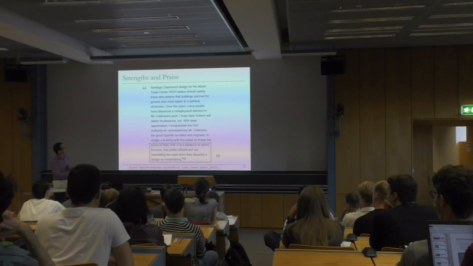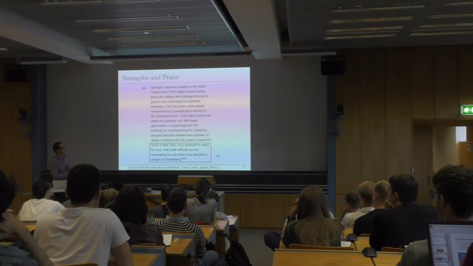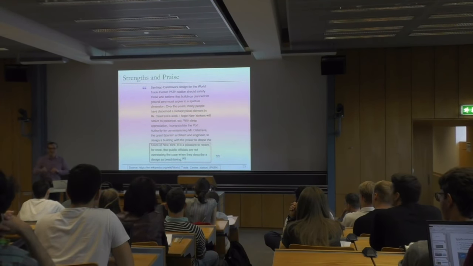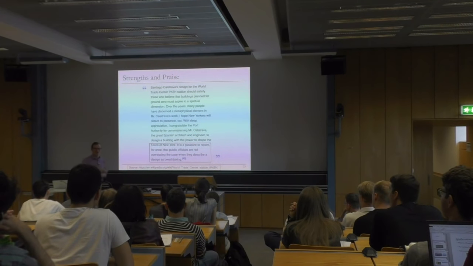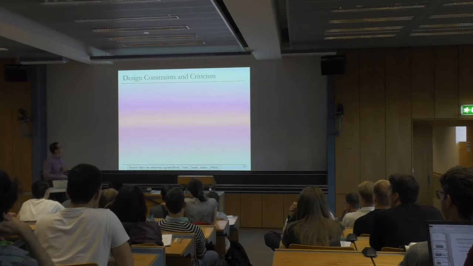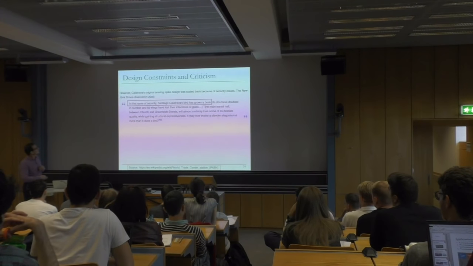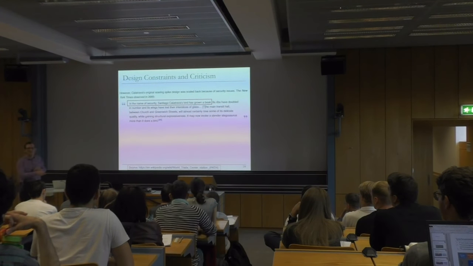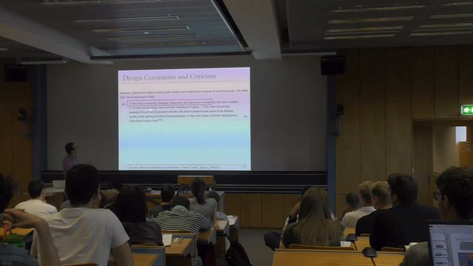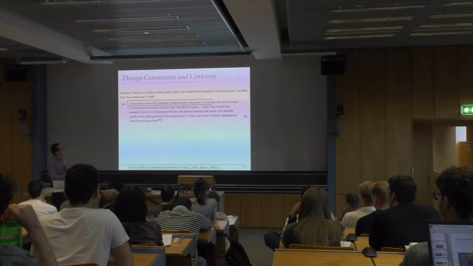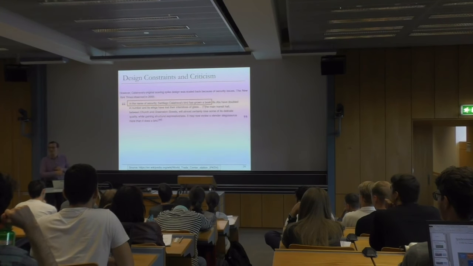Okay, so as with any technology, there are strengths and praise, as you can see. Basically, this person from the New York Times says, it's a pleasure to report for once that public officials are not overstating the case when they describe a design as breathtaking. So there's a healthy skepticism against public officials over here also, which is good, always. But of course, there are design constraints that people had to go through. For example, this person, also from the New York Times, wrote, in the name of security, Santiago Calatrava's bird has grown a beak. Its ribs have doubled in number and its wings have lost their interstices of glass. You can see a bunch of other stuff over here. And then they basically conclude with, it may now evoke a slender stegosaurus more than it does a bird.